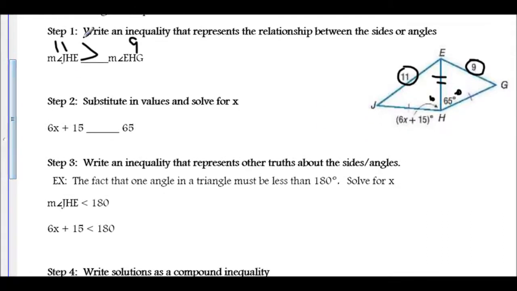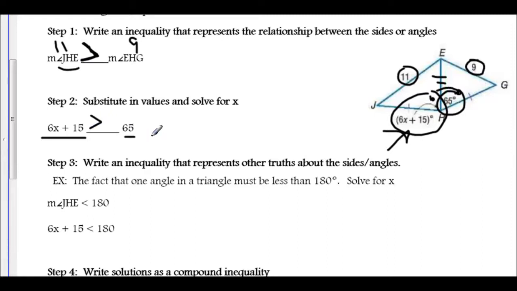So now that we've set up our inequality, we're going to substitute the value for JHE. Well, JHE, the angle, is equal to 6x plus 15. So I substitute my 6x plus 15 for JHE. And then EHG is 65 degrees. So I substitute that value. And in my inequality, we said that the angle JHE was greater than 65.